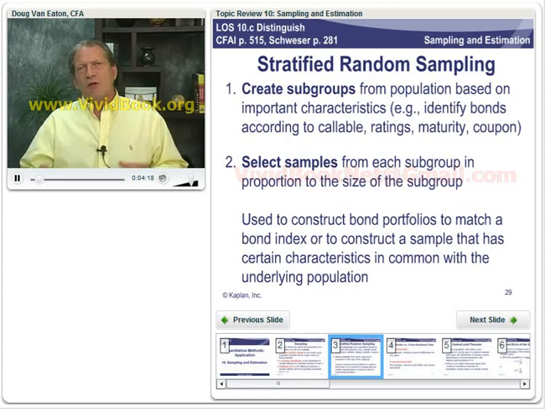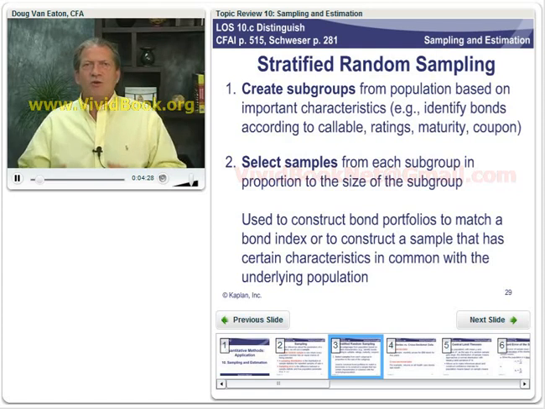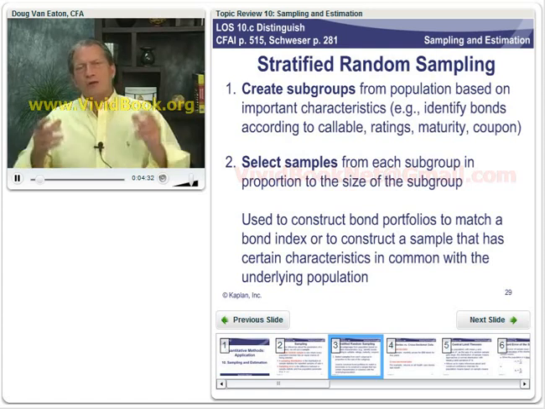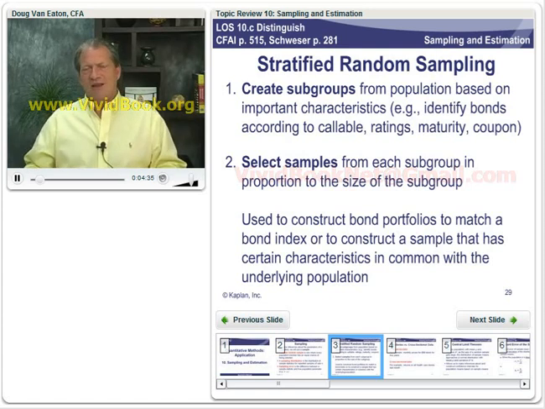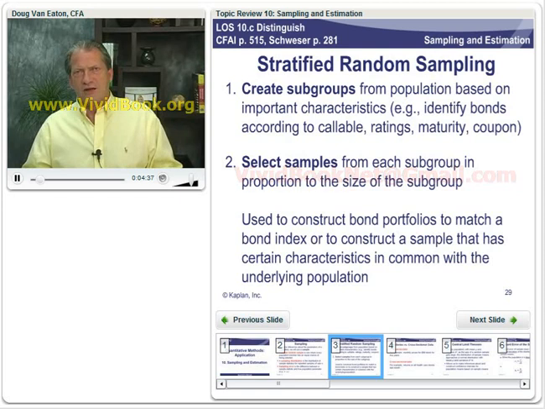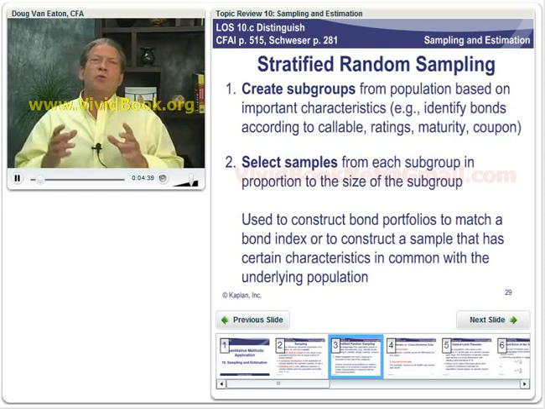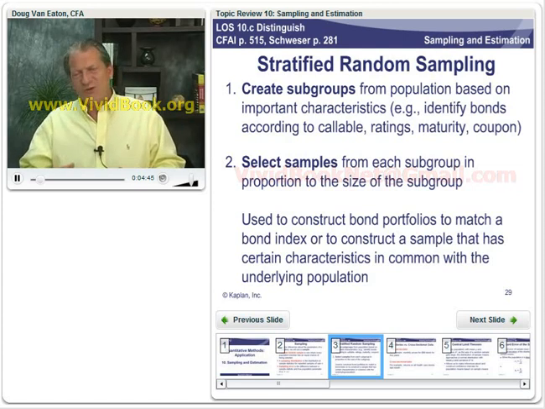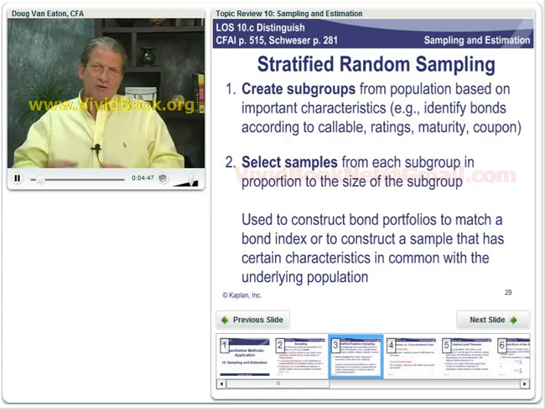And then we have another box that's the same as that one, except it's for non-callable bonds. And then we have more boxes with the same characteristics except different ratings. And so we select these subgroups. So now we've taken all the bonds in the index and we put them in all these different boxes. And then we take a random sample from each box. So if there's 50 in the box, maybe we're choosing 15.